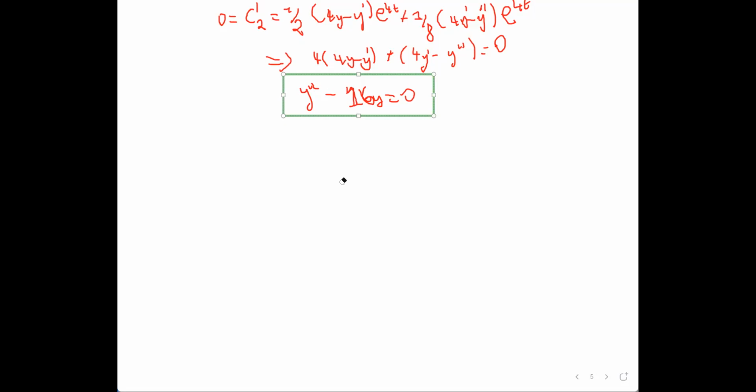So this is y'' minus 16y is equal to 0. Okay. I hope this is clear.